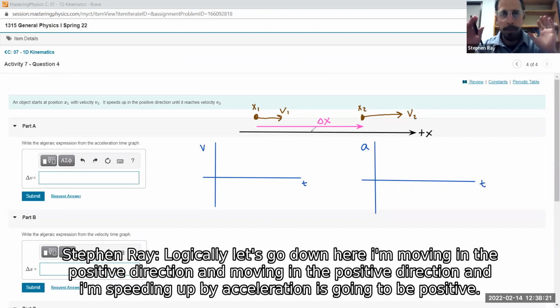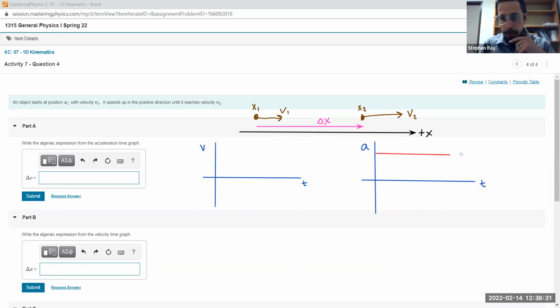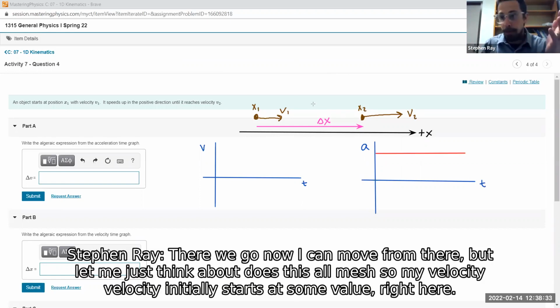Logically, what's going on here? I'm moving in the positive direction. If I'm moving in the positive direction and I'm speeding up, my acceleration is going to be positive. There we go. Now I can move from there, but let me just think about, does this all mesh?